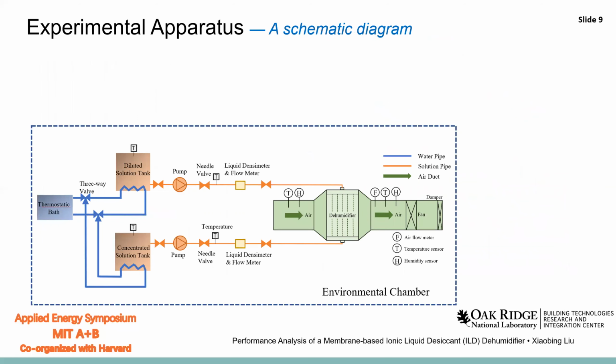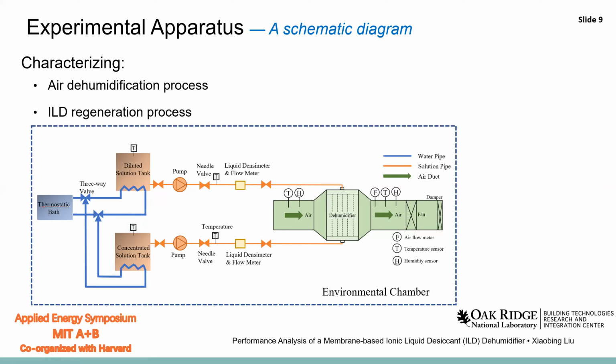This is the schematic diagram of the proposed experimental apparatus. The right side is the proposed dehumidifier. The left side is the ionic liquid desiccant set. The ionic liquid desiccant from the concentrated solution tank is pumped to the dehumidifier for the air dehumidification, and then it is pumped out to the diluted solution tank. So using this experimental apparatus, the air dehumidification and the ionic liquid desiccant regeneration can be characterized and tested.